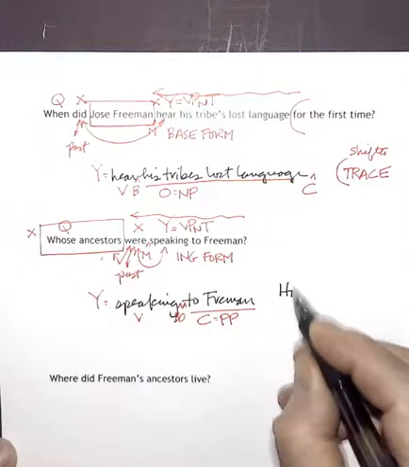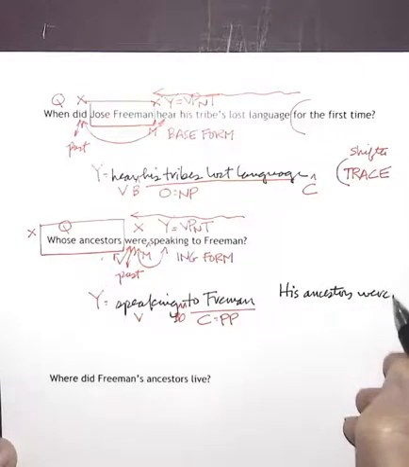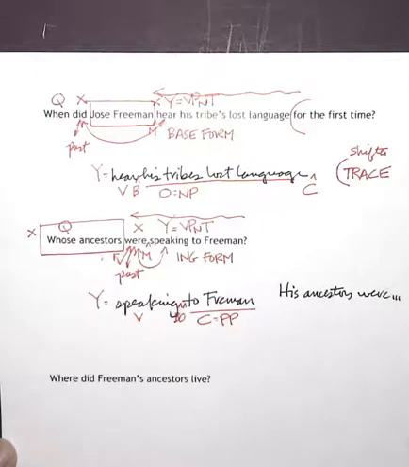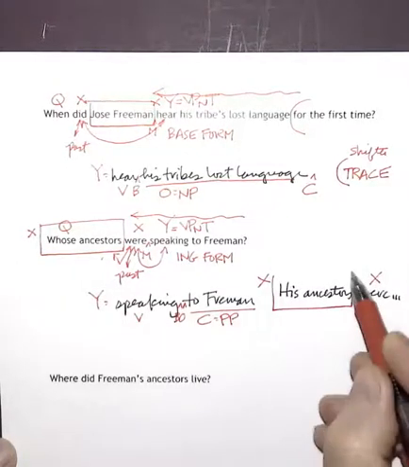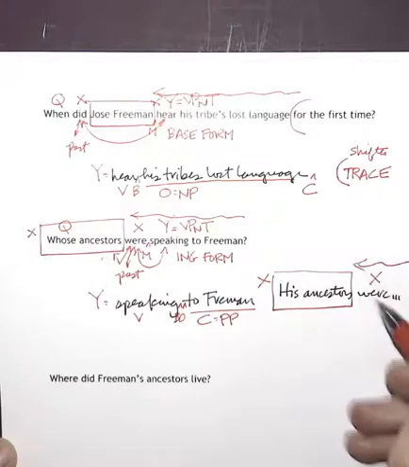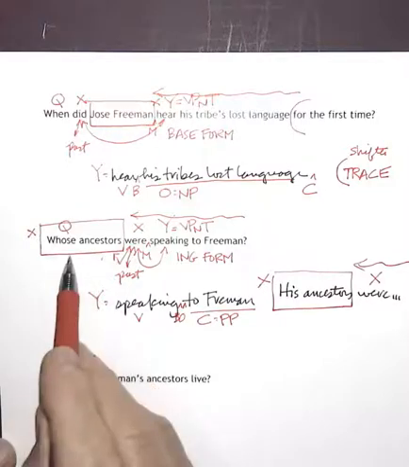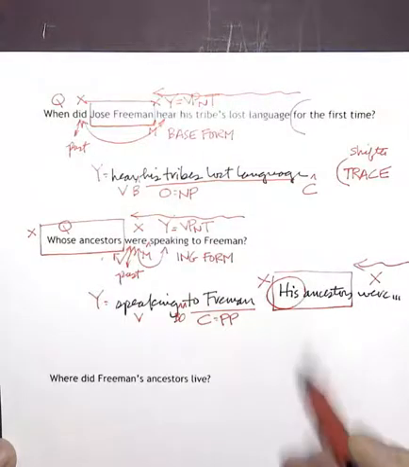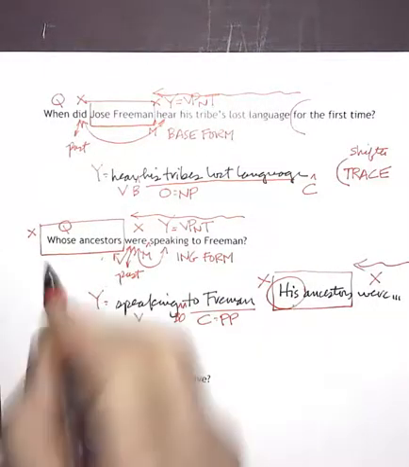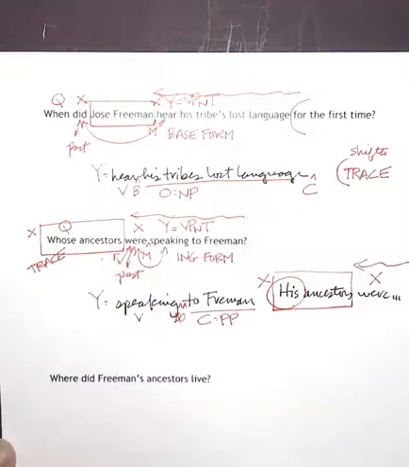Now, whose ancestors were speaking to Freeman? Let's say his ancestors were speaking to Freeman, and we can see were, his ancestors, the subject, the predicate. It looks like whose expresses part of the subject. It expresses this part here, which we'll talk about later, but whose expresses this part of the subject, and that means that the trace is there. That's the part that's missing, although we feel it.